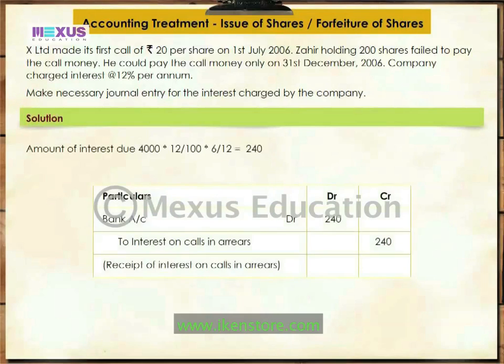Solution: the amount of interest due is equal to 240 rupees. Bank account debit 240 rupees to interest on calls in arrears account 240 rupees. Receipt of interest on calls in arrears.